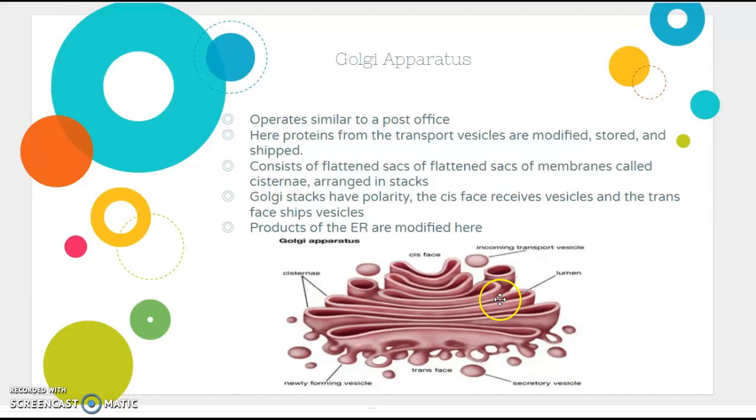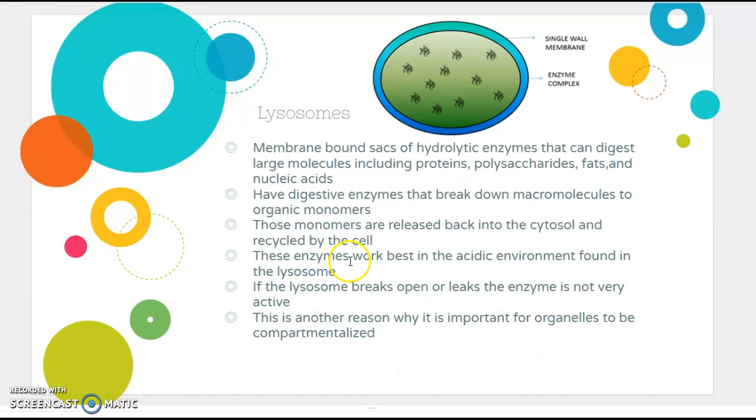This has a very similar structure to the endoplasmic reticulum. It also has those sac-like spaces that are known as cisternae. It has its own membrane that you can see on the outside. And just keep in mind, remember that the incoming ones come to the cis side and the exiting ones leave out the trans side. Our next organelle is the lysosome.